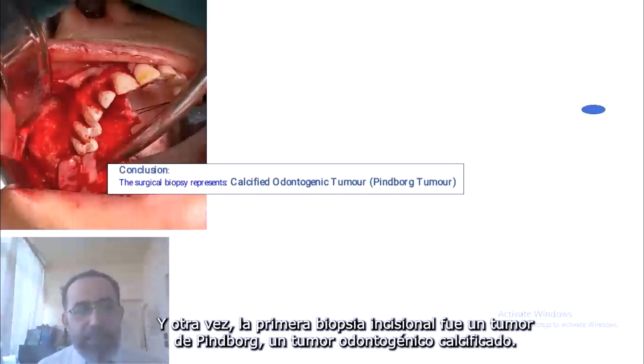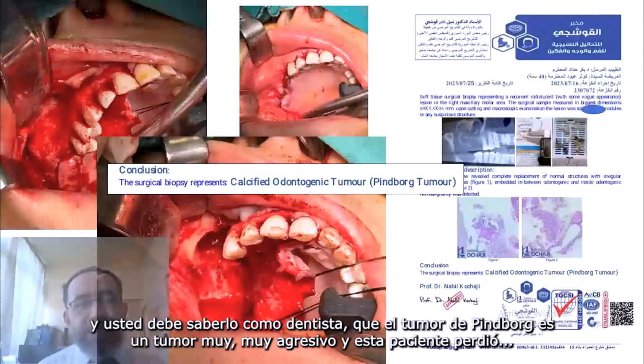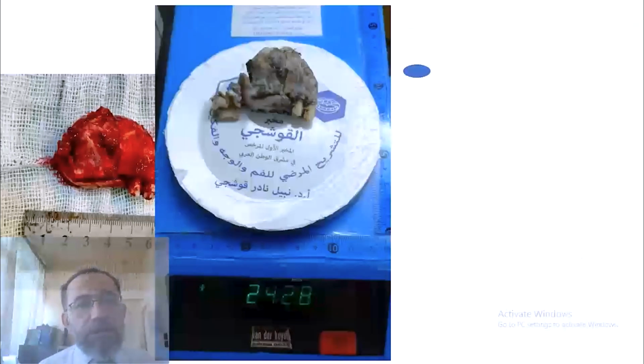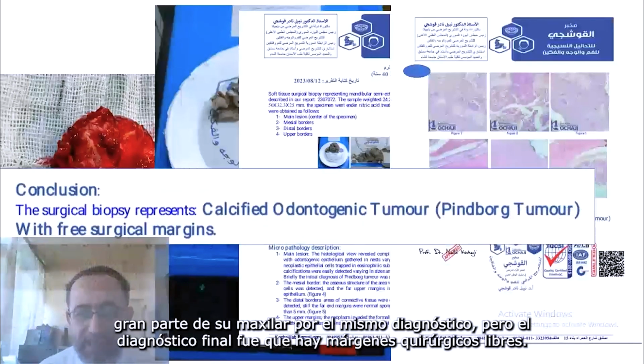And again, the first incisional biopsy was a Pindborg tumor, a classified odontogenic tumor. Because we know as oral maxillofacial pathologists, because the oral maxillofacial surgeon knows, and because you should know as a dentist, Pindborg tumor is a really aggressive tumor. And this lady lost a big part of her maxilla for the same diagnosis, but the final diagnosis was free surgical margins.